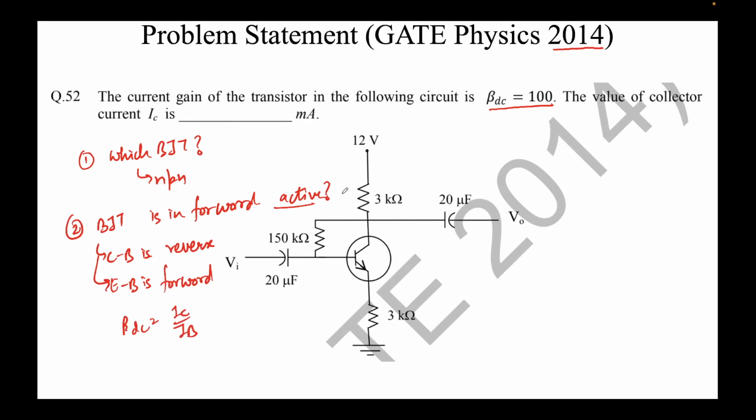Now this question is silent on whether this is in forward active mode or not. We'll just assume that. Okay, so let's move ahead. Since this is a DC analysis, these capacitors can be ignored. These capacitors are used to block DC voltages, so we can effectively ignore them here.